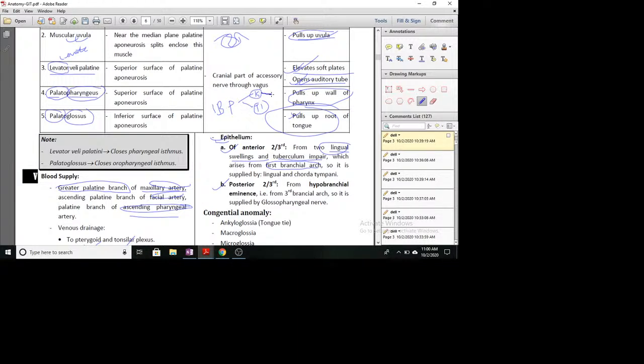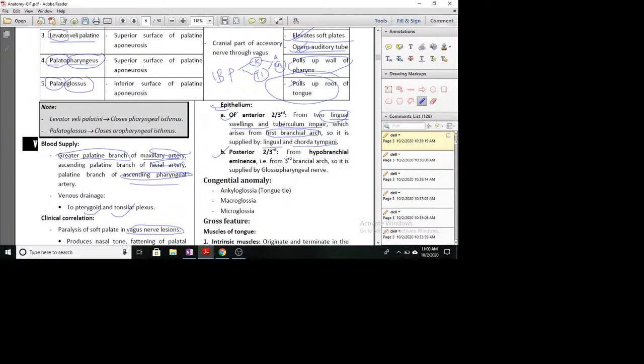These give rise to the epithelium of the anterior two-thirds. You getting it? It is supplied by the lingual nerve and chorda tympani. So the posterior third is from the hypobranchial eminence.